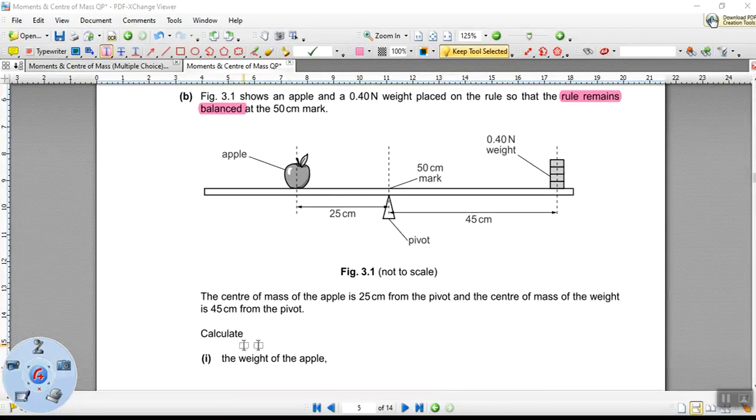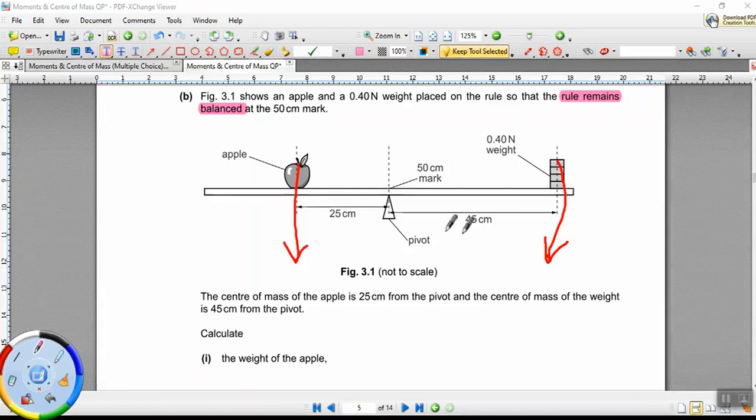The first step would be to identify the forces and their directions. So if we look at this question, we see that there is a force of the apple on this side. There is a weight on the other side. Okay, we know from our previous section that the ruler itself also has a weight.